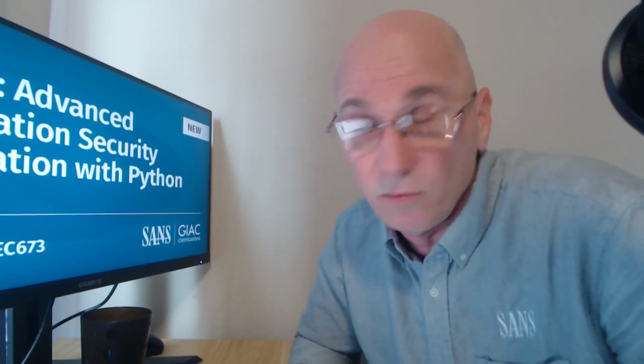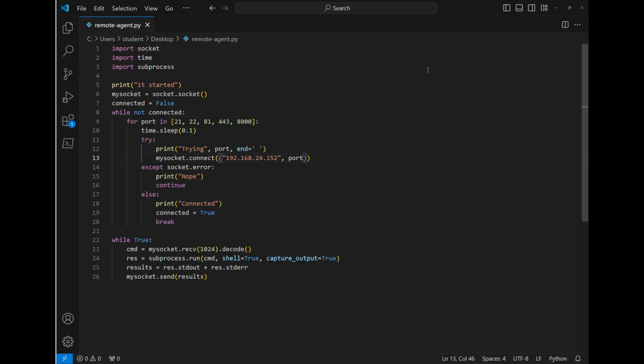Let me demonstrate this by building two different executables that we build in 573. What you see here is a program that we develop in SANS SEC 573. It's a simple command and control backdoor that's going to connect to this IP address here after doing a port scan to find out what ports are open.